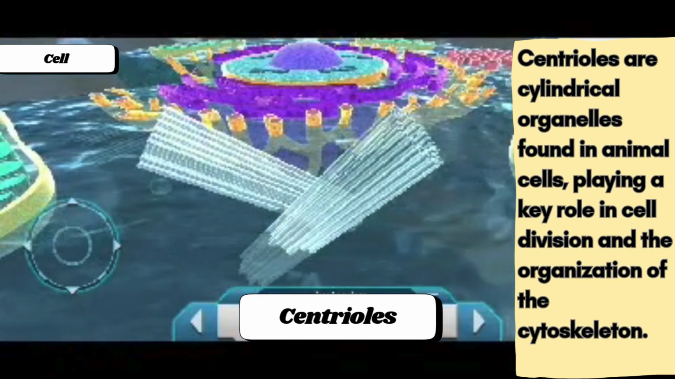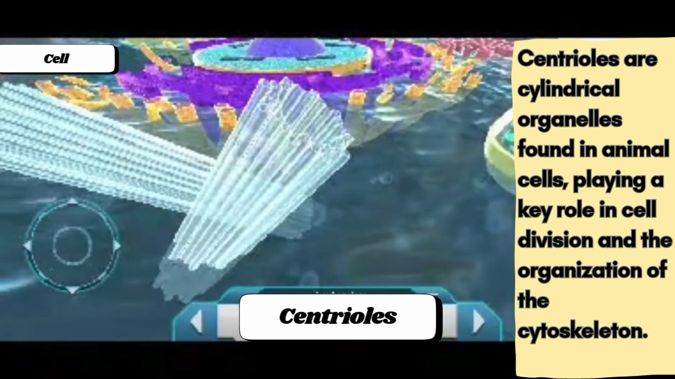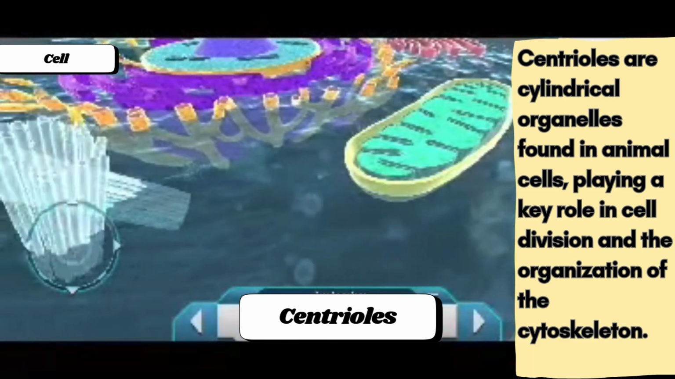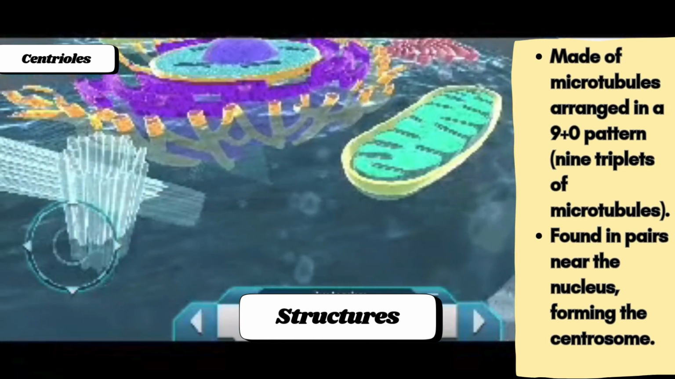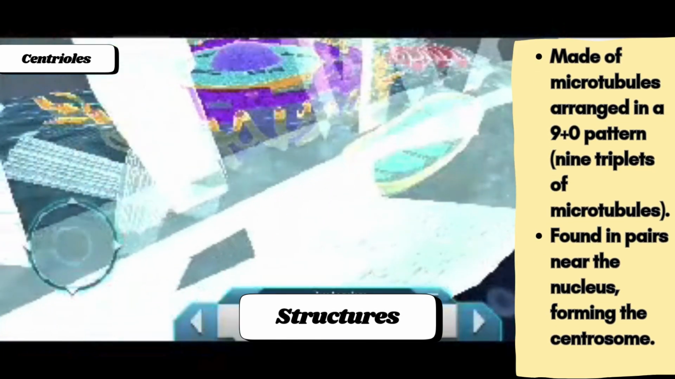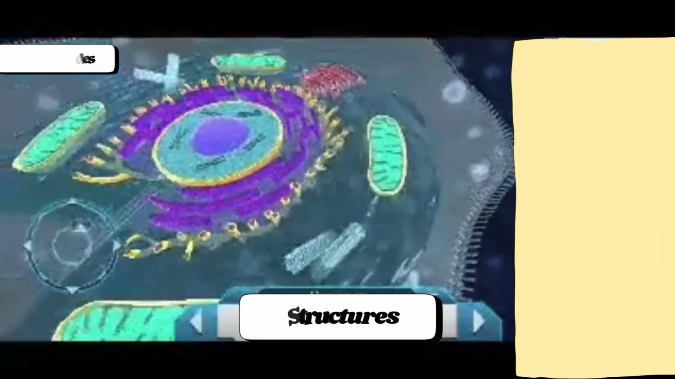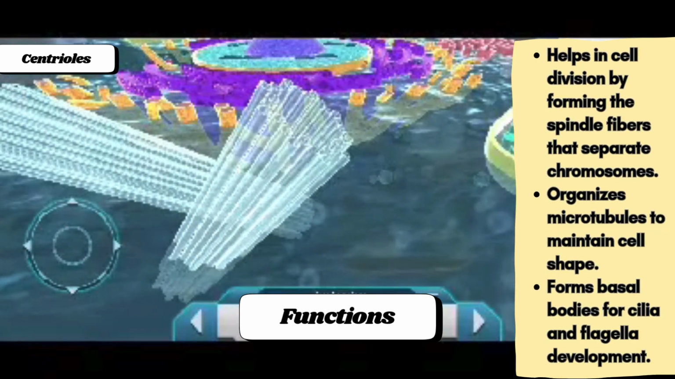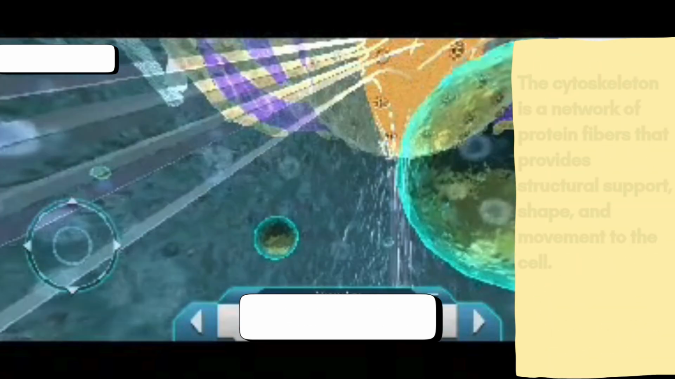Centrioles are hollow, open-ended, cylinder-like structures. They are found in animal cells. They exist in pairs near the nuclear envelope. Each centriole consists of nine triplets of microtubules. At the start of cell division, centrioles duplicate and two pairs move to the opposite poles, thus helping in the formation of spindle apparatus. They are also involved in the formation of cilia and flagella.